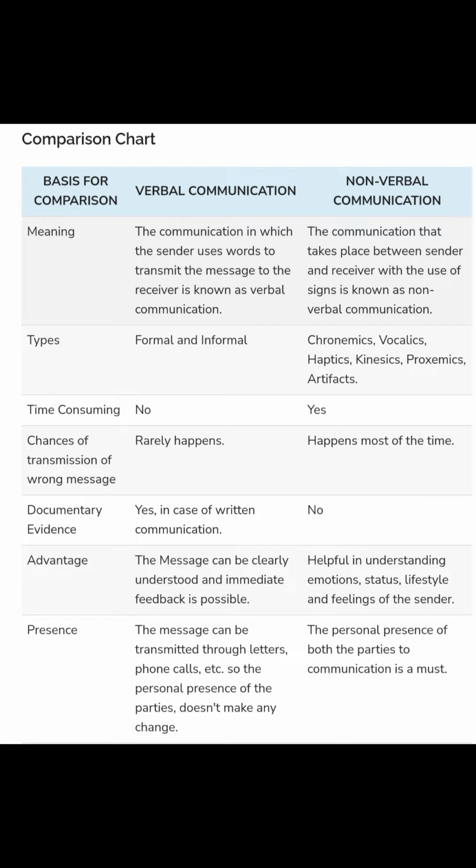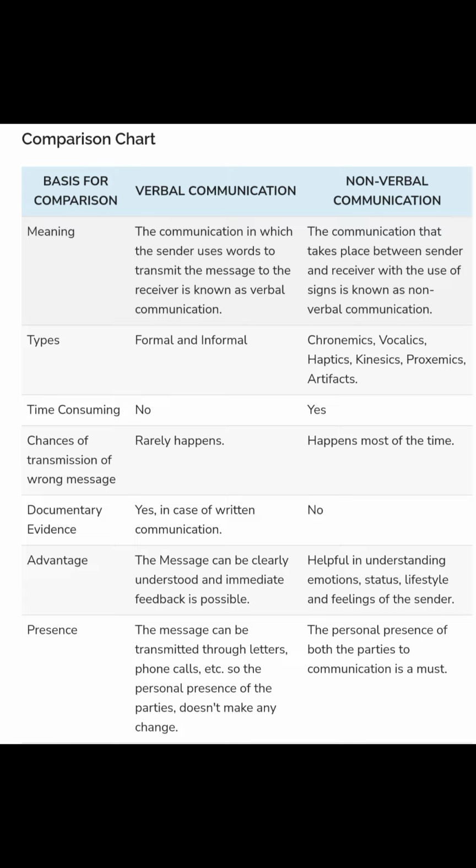So this is the comparison chart. Basis for comparison, meaning. Verbal communication is the communication in which the sender uses words to transmit the message to the receiver. Non-verbal communication is the communication that takes place between sender and receiver with the use of signs. Types: formal and informal; chronemics, vocalics, haptics, kinesics, proxemics, artifacts.